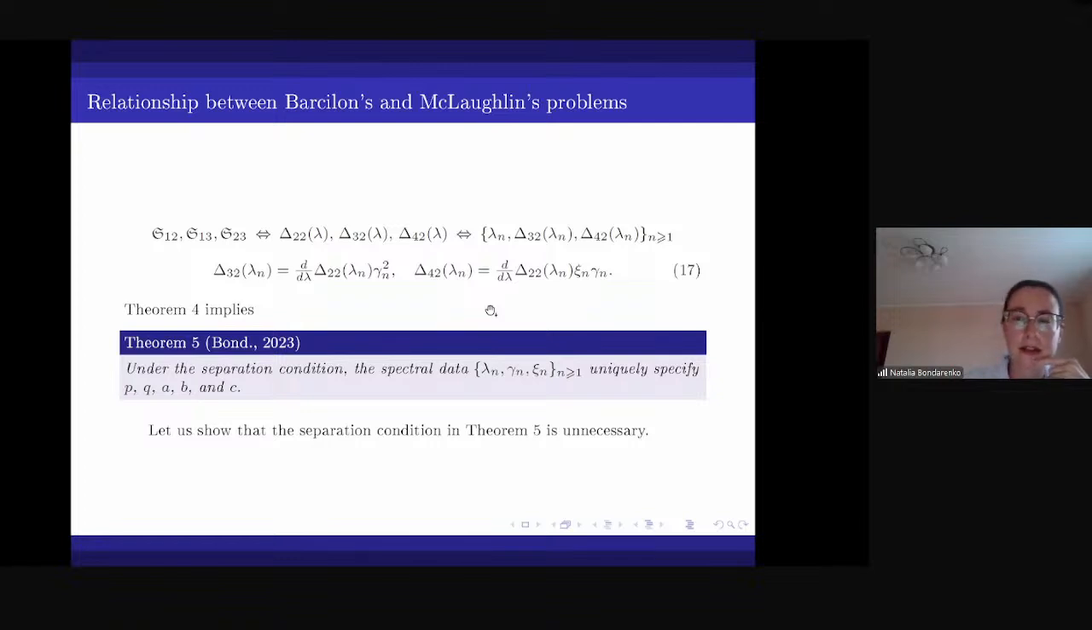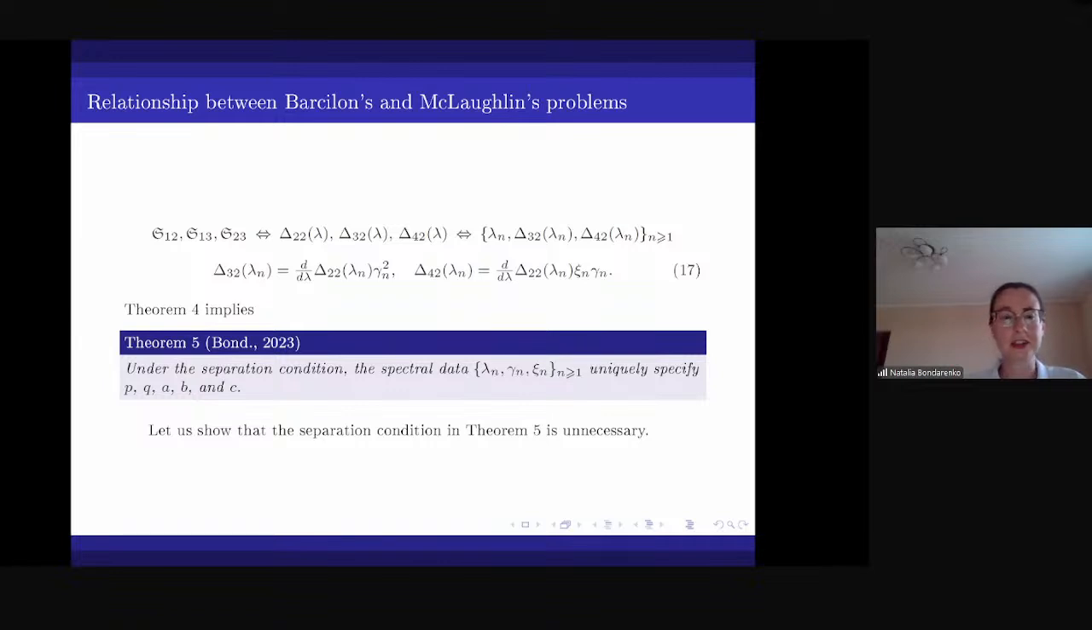On the opposite, if we have gamma_n, psi_n and lambda_n, we also can construct delta 2,2, find these values, and recover the values of these functions at the points lambda_n, and then determine three spectra. So we see that this proves theorem 4, and theorem 4 implies theorem 5, that under the separation condition, the spectral data of McLaughlin uniquely specify the coefficients of our problem.